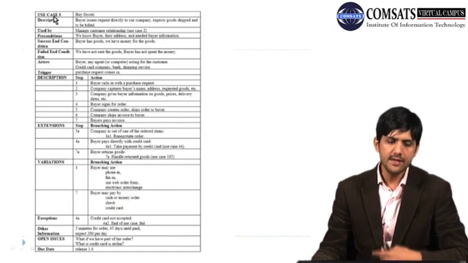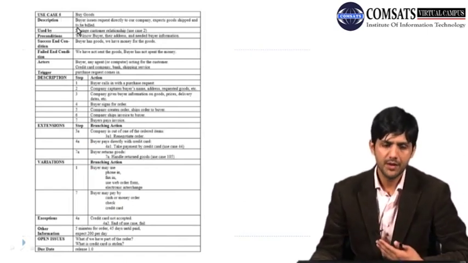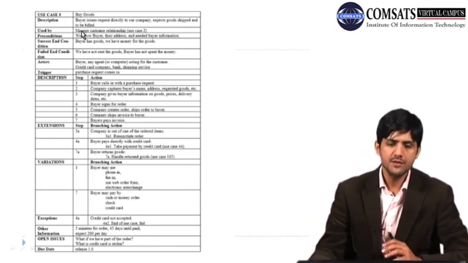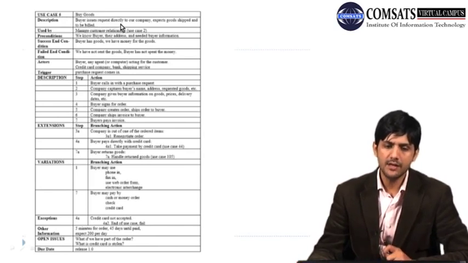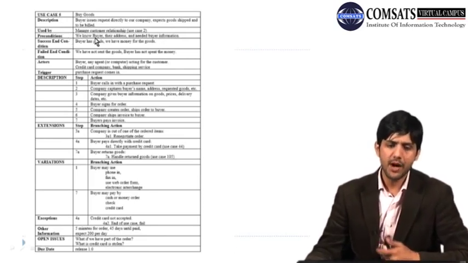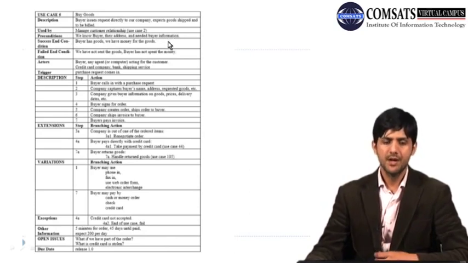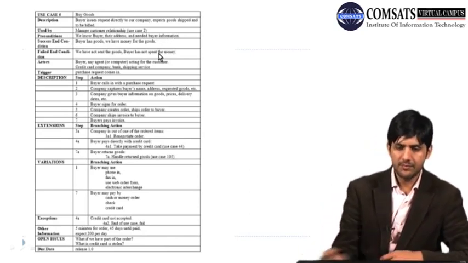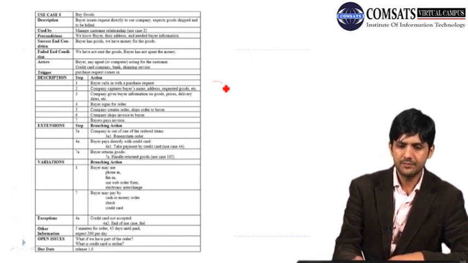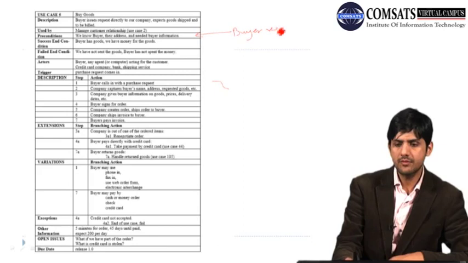So for example, this is an example use case of buying goods. A user is trying to buy something from a portal. So what does the description of this use case say? It says the buyer issues a request directly to our company, expected goods shipped and to be billed. It is used by the manage customer relationship use case. And what are the preconditions? We know the buyer, their address, and needed buyer information. So a precondition is that the buyer is registered.